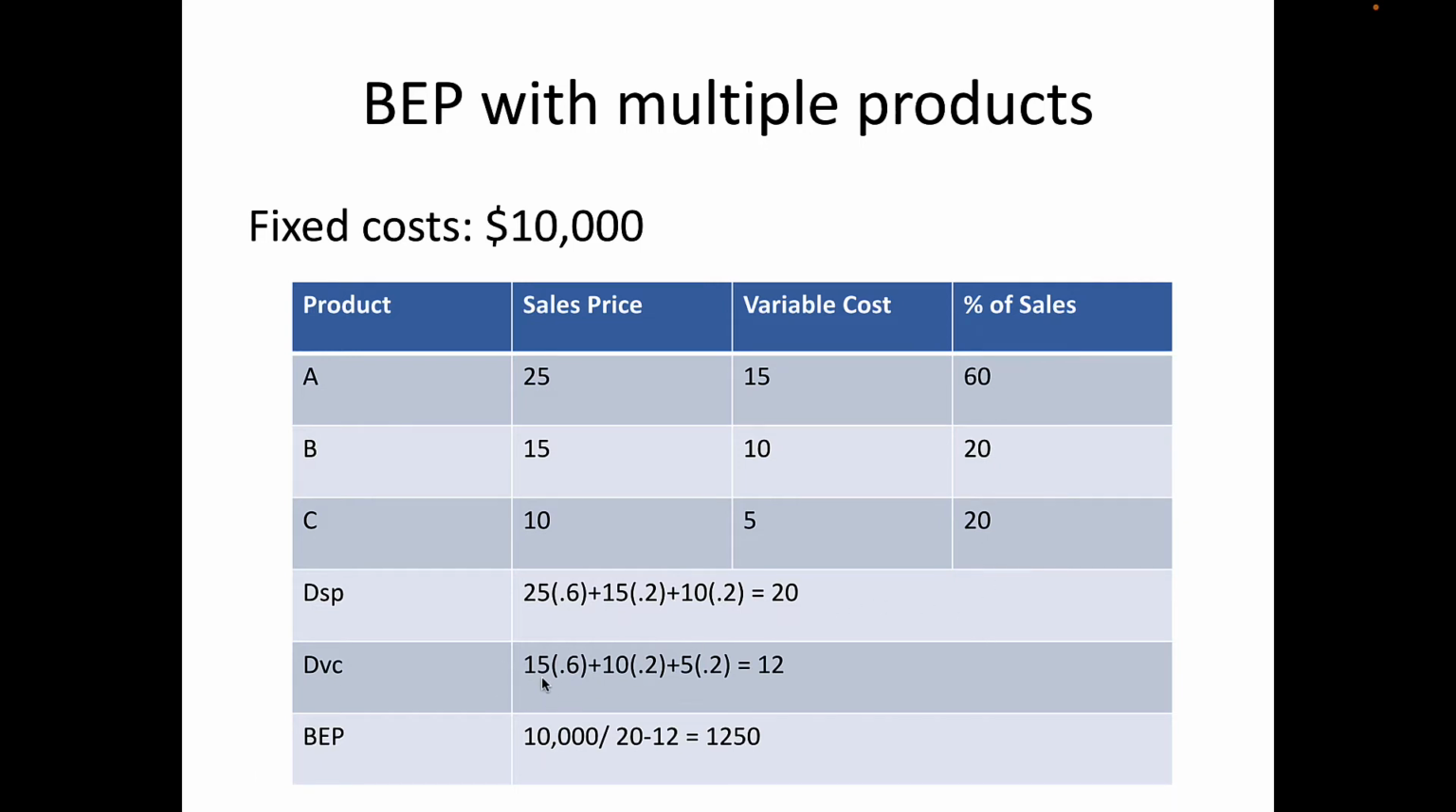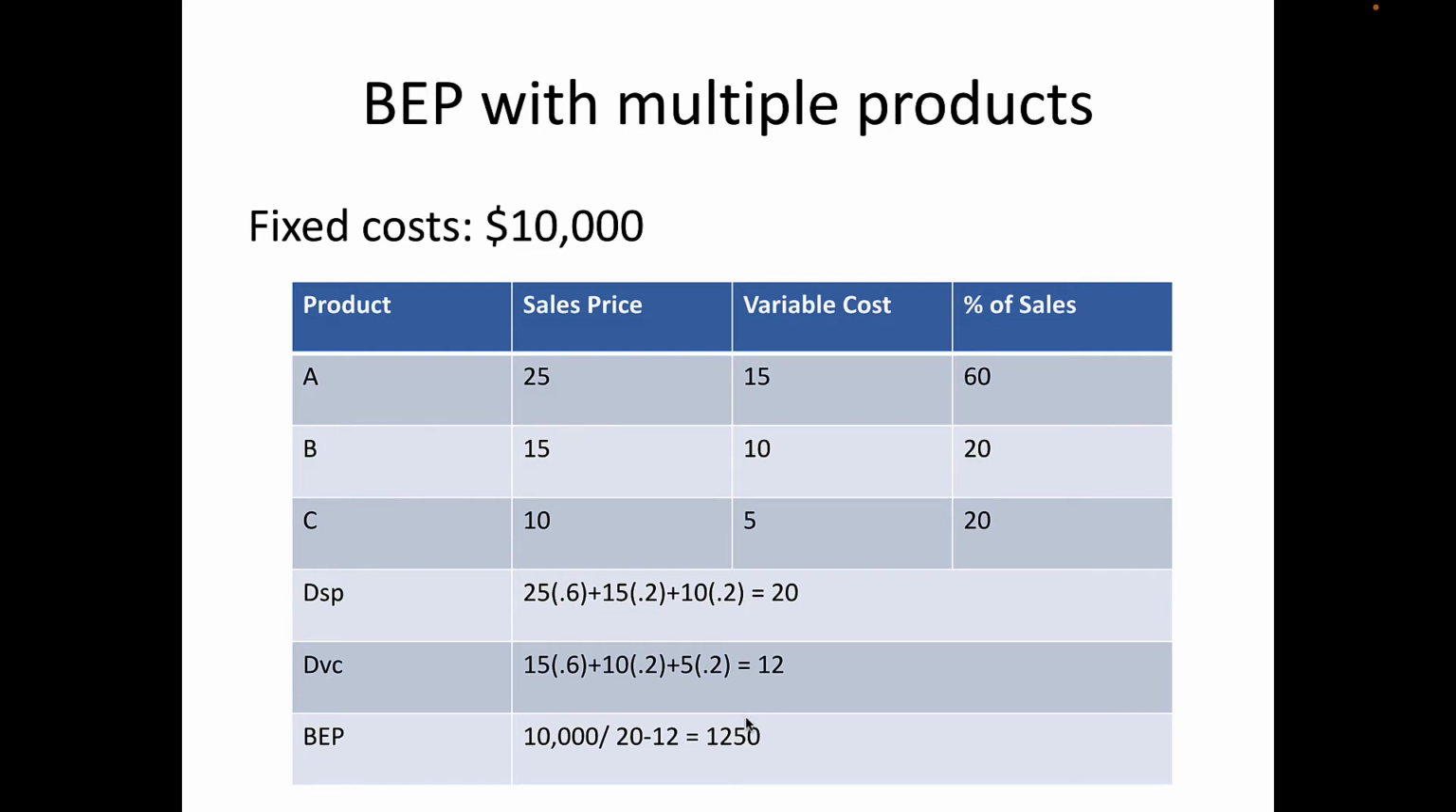Calculating my variable cost is just the same. $15 times the 0.6 or 60%, add $10 times 0.2 or 20%, $5 times 0.2 gives me a variable cost of $12. Now I can do my break-even point calculation, 10,000 divided by 20 minus 12, and that gives me 1,250 units. 1,251 would be my first dollar of profitability.